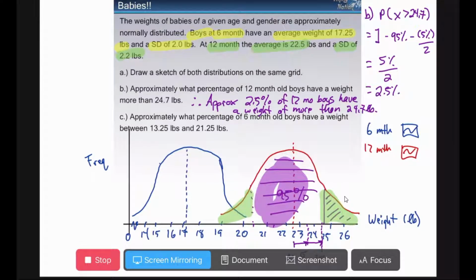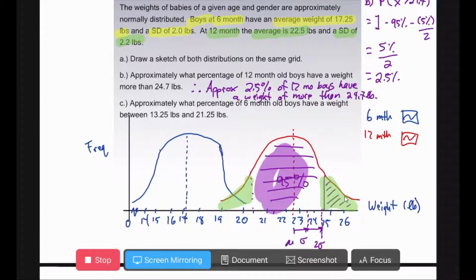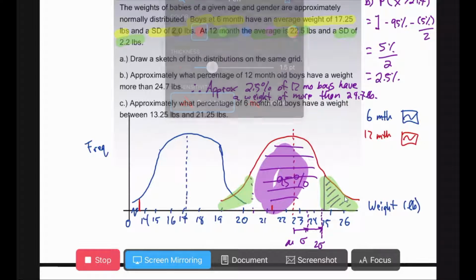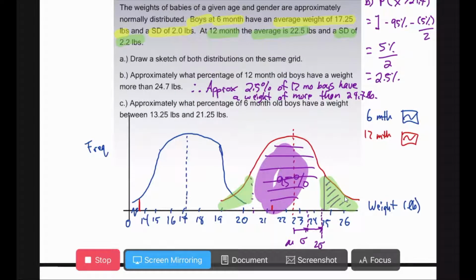And let's take a look, see if we can figure this out quickly based on standard deviation, or if we need to actually calculate a Z score. So we're looking at the 6-month-old boys, so the blue curve on the left, have a weight between 13.25 pounds, so that's going to be around here, and 21.25 pounds, which is going to be actually up here. So let's actually extend our blue curve a little bit here. Remember, it does extend forever. It never actually reaches the x-axis, so it can extend to whatever values we need.